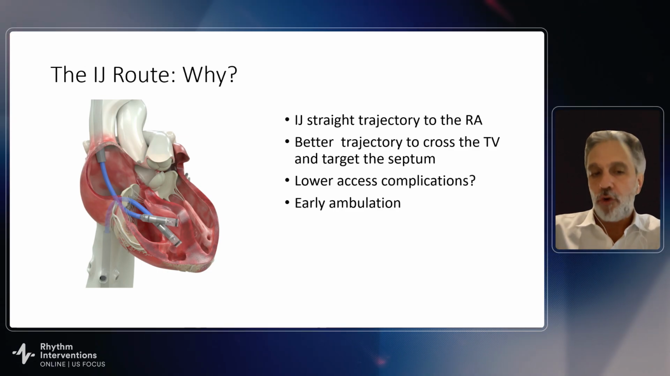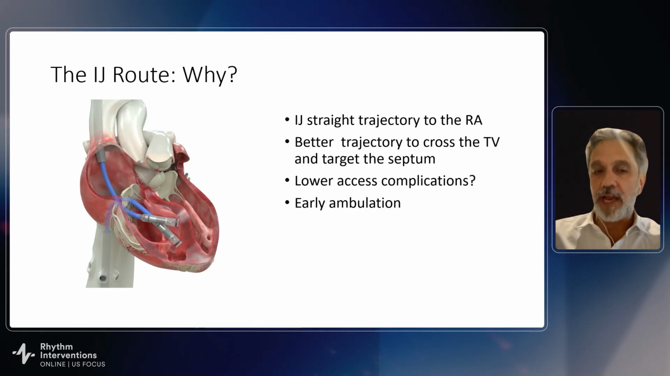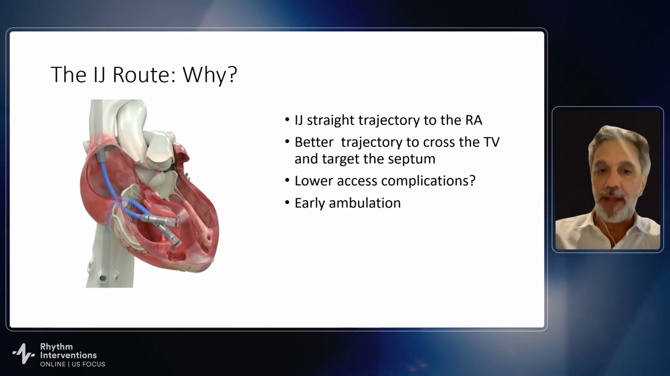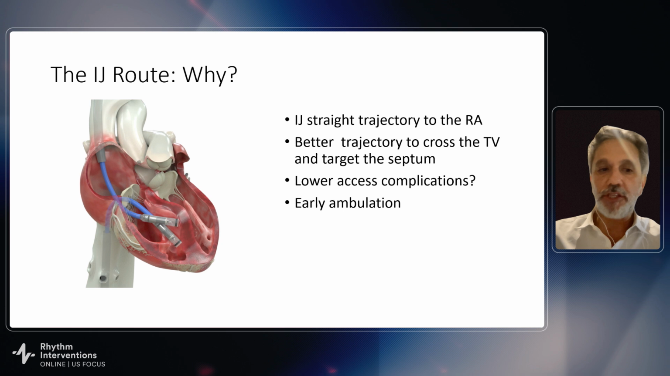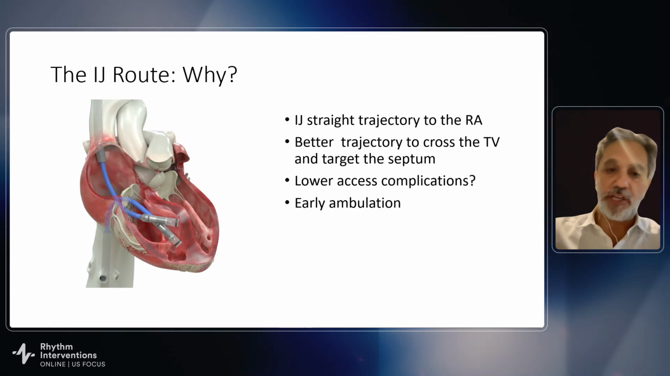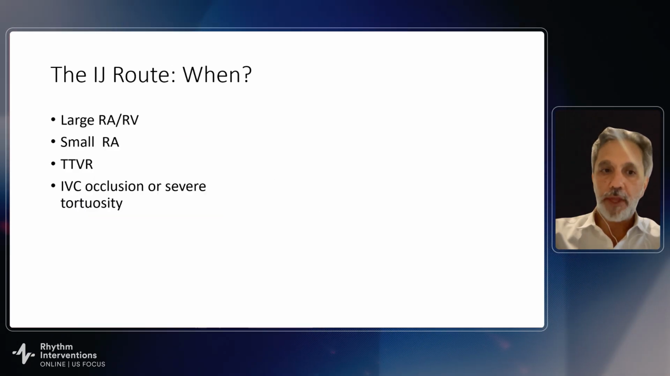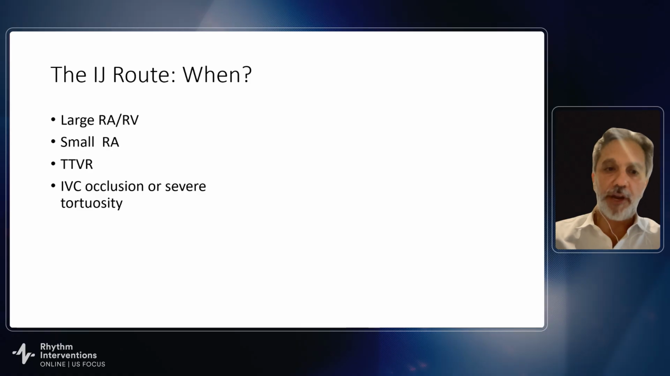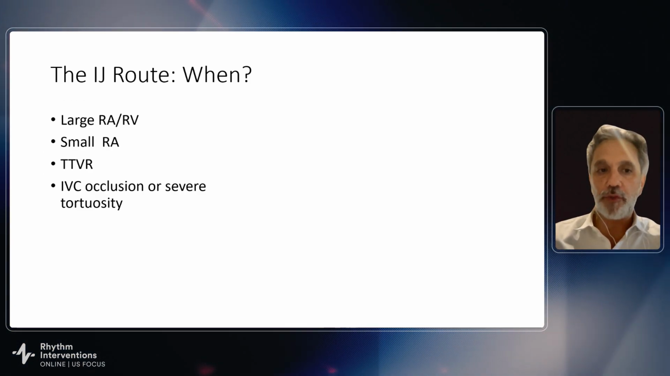And since we almost always want to avoid the apex, the IJ access allows a probably safer implant as opposed to a femoral implantation. In addition, it is potentially associated with lower access complications, as I will show you, maybe because the IJ is easier to compress, and it allows the patient early ambulation. So when do we use the IJ route? I will show you after this two cases where the IJ route was very helpful.